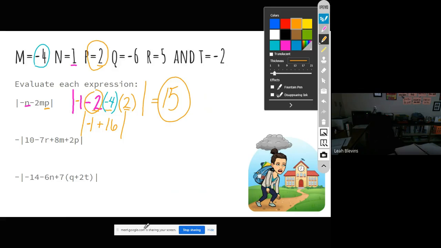All right. Now, the negative this time is outside of the absolute values. This one was inside, so we went ahead and worked it out inside of it. So I'm just going to ignore this negative out here until the very end of my problem. Let's go ahead and plug it in. Tell me what to write. 10 minus 7, 5, -4.